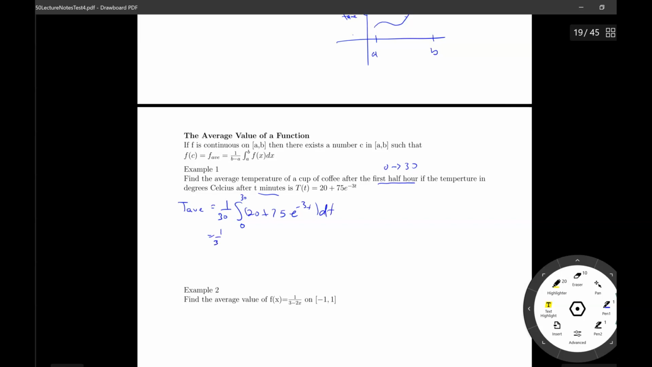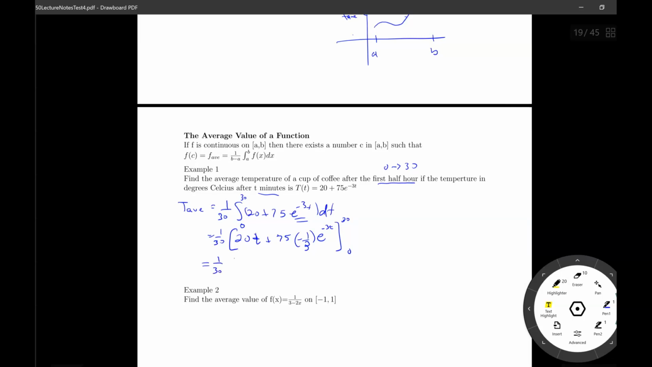Let's be careful with the details. You know that the integral of 20 is 20t. I'm going to carry along this 75, so plus 75. Taking the antiderivative of e to the negative 3t, I'll get a negative 1/3 e to the negative 3t. And then I'm going to be evaluating it between 0 and 30. So I'm going to keep this 1 over 30 outside.